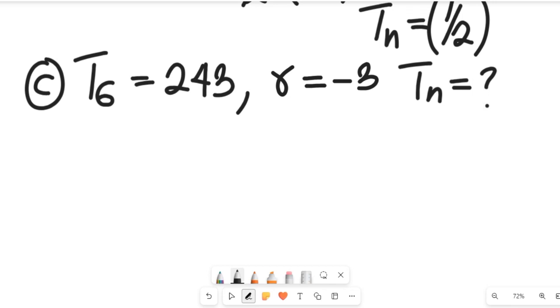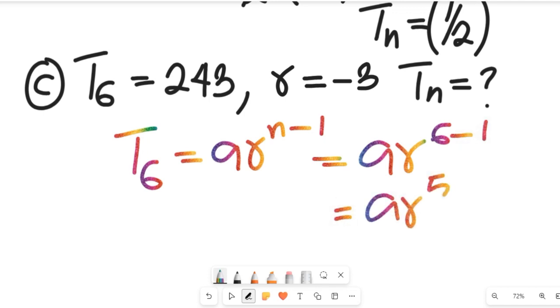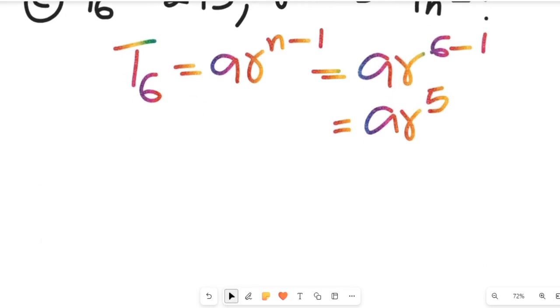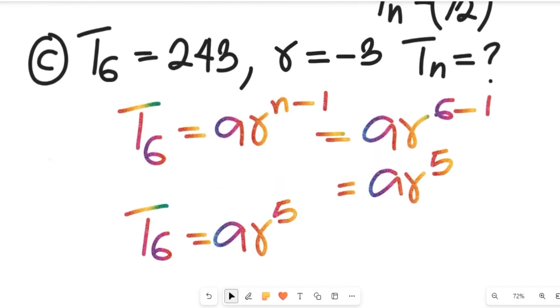So remember from our basic law of GP, T6 will be equal to AR. Remember, the number of terms is 6, so this will give us AR to the power of 6 minus 1, and that will be equal to AR to the power of 5. So that means T6 is equal to AR to the power of 5. Great. Now we are given that T6 is 243.